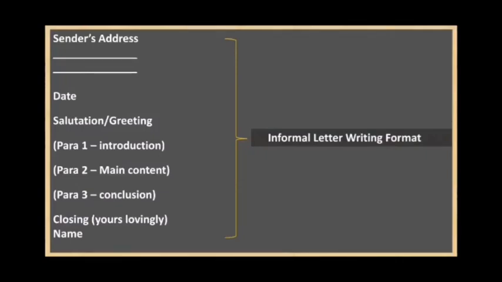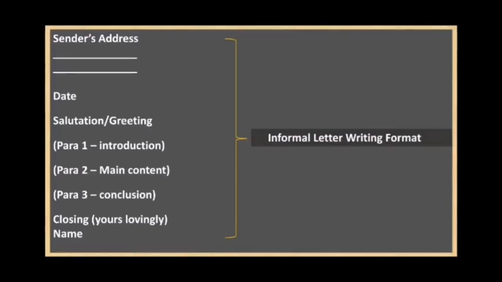So first we have the sender's address, then we have the date. Next is the salutation or greeting, that is dear father, dear uncle. Then after that we have the first paragraph, that is the introduction. Then after that you need to leave a line. Then is the second paragraph, that is the main content. Then even after the second paragraph you need to leave a line. And then the third paragraph, that is conclusion of the letter.